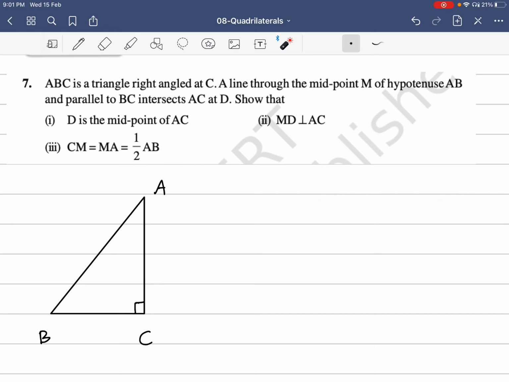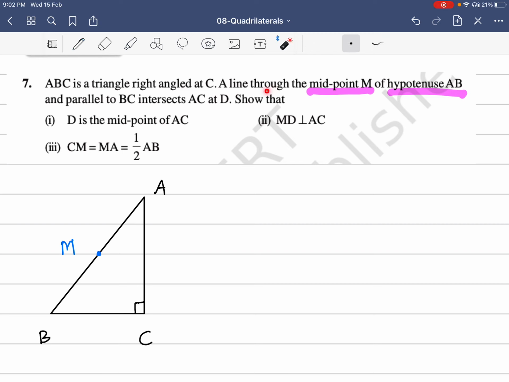Now let's read further. A line through the midpoint M of hypotenuse AB and parallel to BC intersects AC at D. Okay, so a lot of things are mentioned here. Let's break it down step by step. First of all, we need a line through the midpoint M of hypotenuse AB. So let's highlight this midpoint M of hypotenuse AB. Let's say this is my midpoint M.